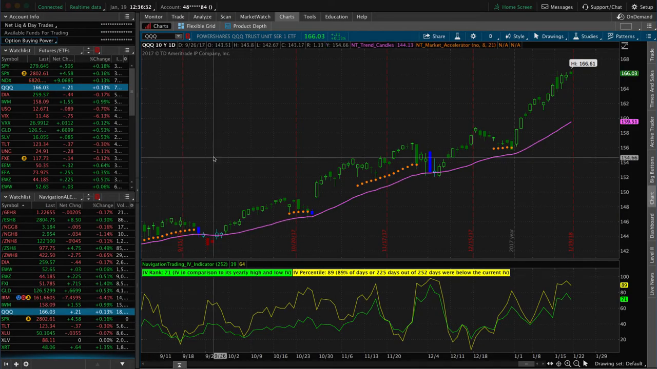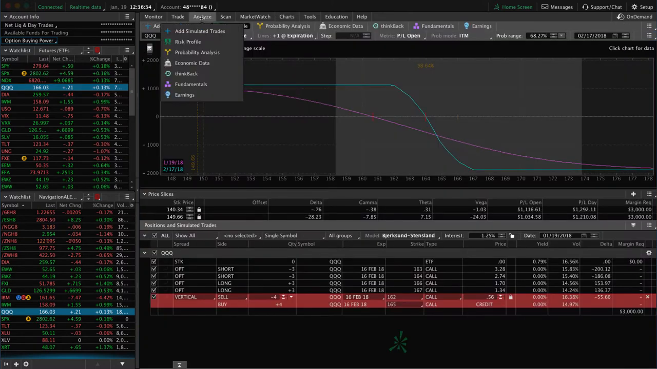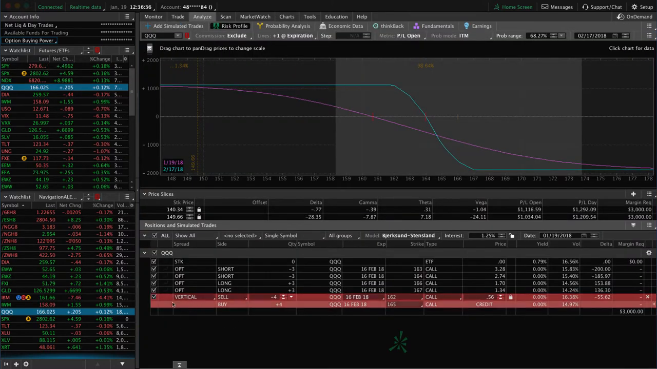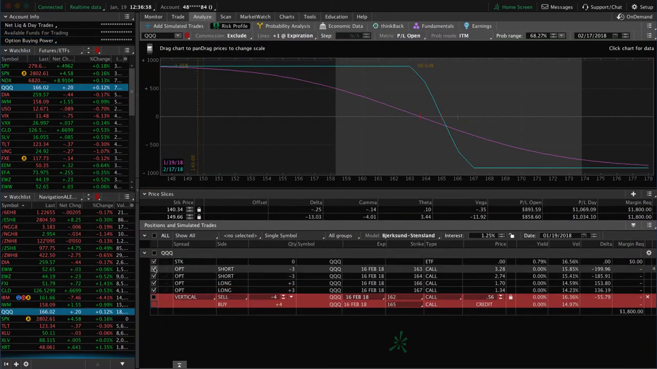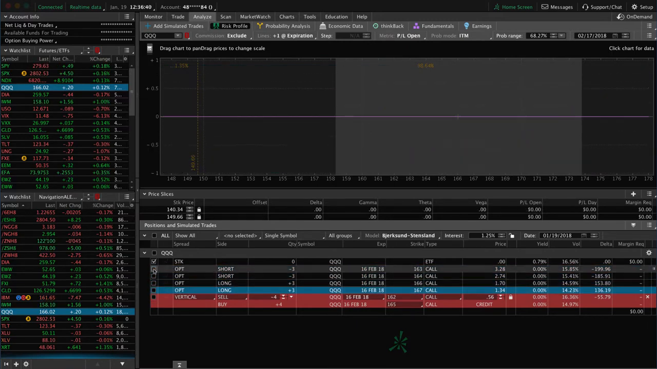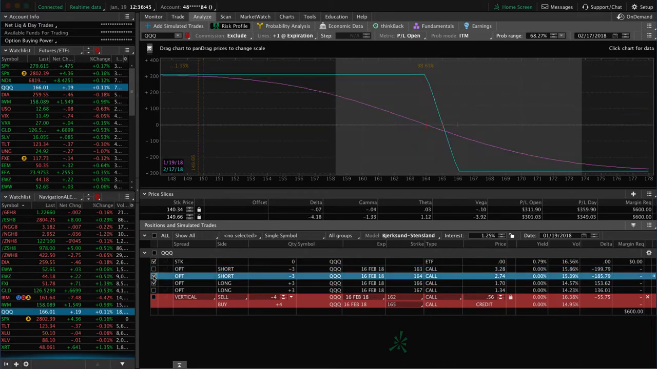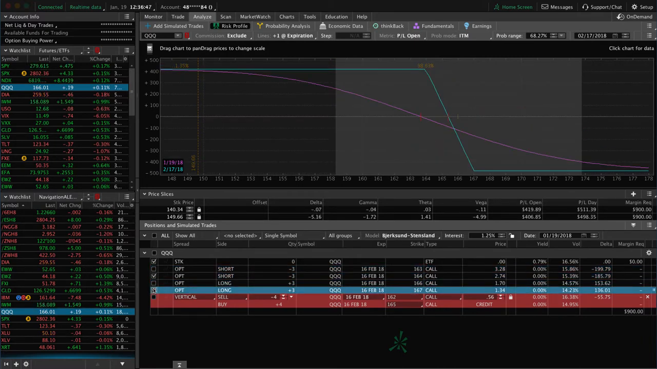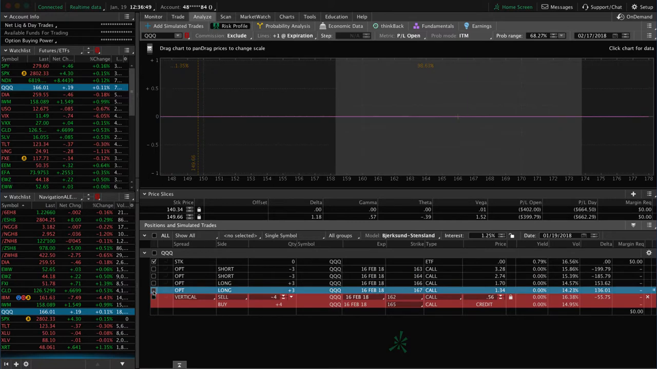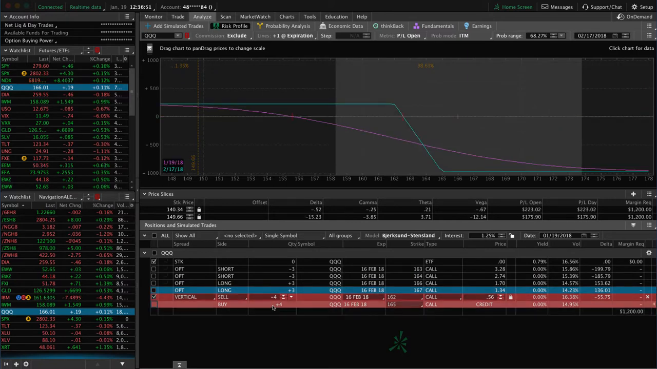So if we go to the analyze tab on the platform, you can see we've got three different ones. We've got the 163, let me just uncheck these. We've got the 163, 166. We've got the 164, 167. And then we've got this one here, which I'm showing as a theoretical position.